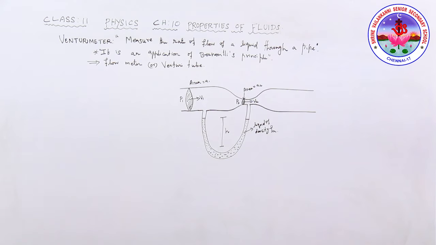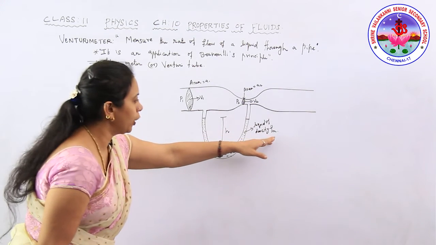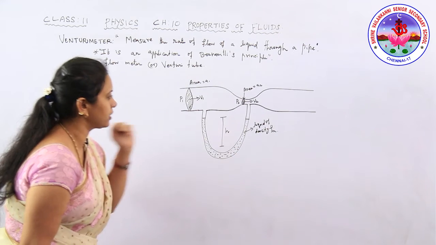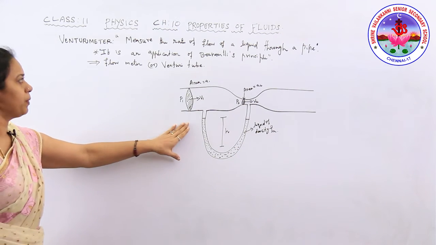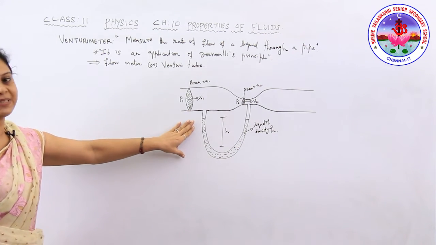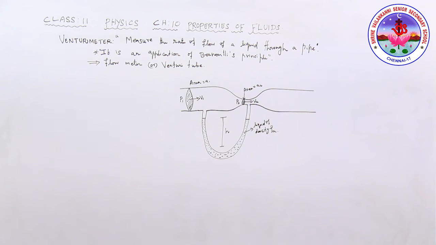And these two regions of the horizontal tube are connected to the manometer, which contains a liquid of density rho m. So this is the setup, or the diagrammatic representation, of the Venturimeter.